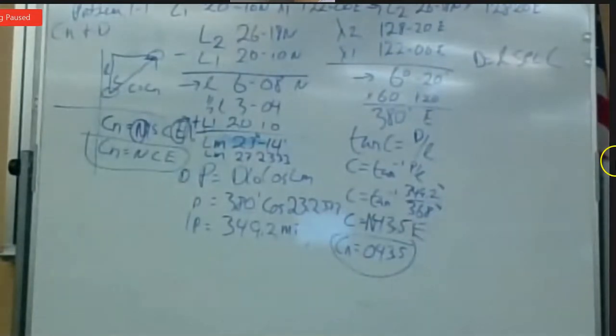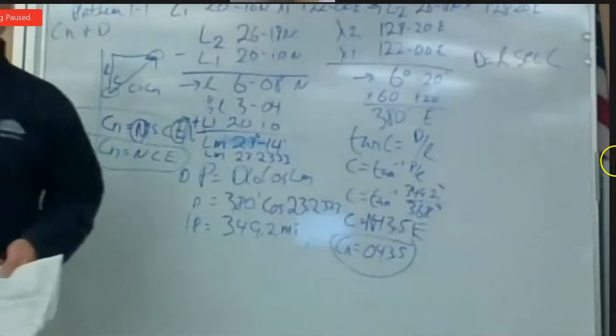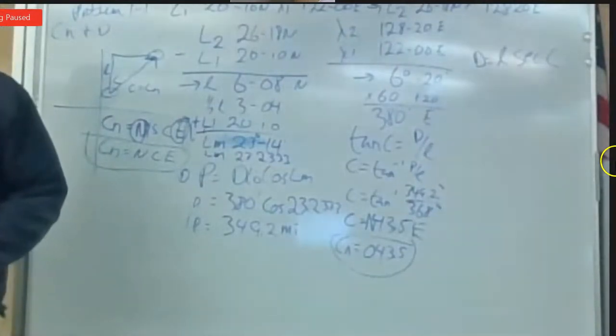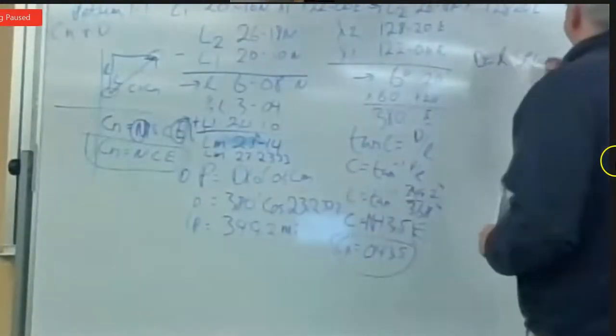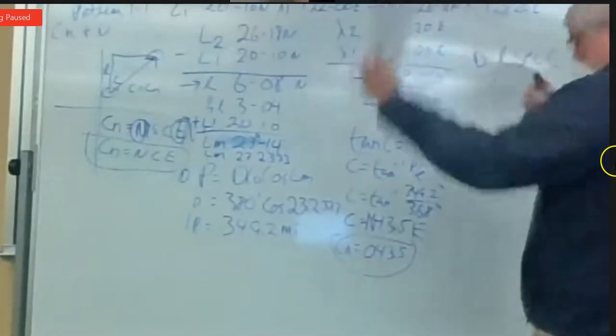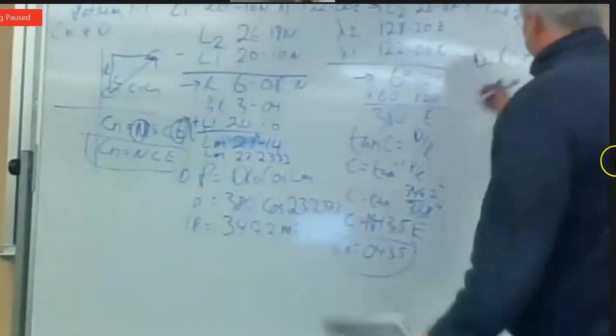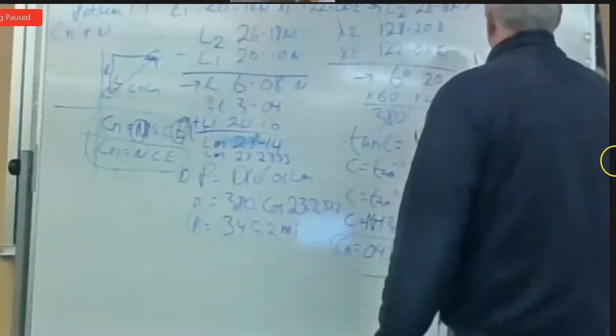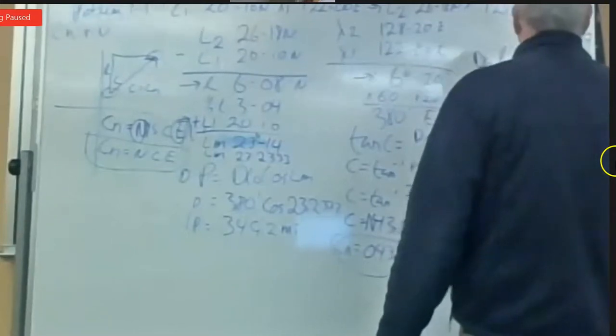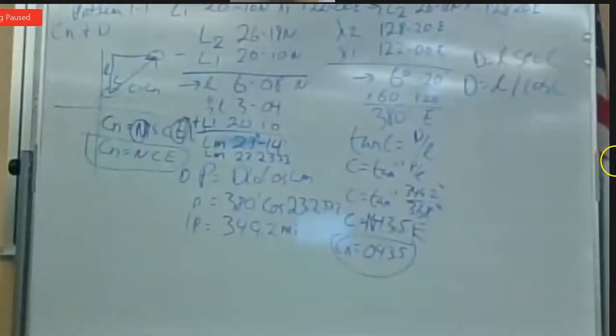Okay? Do you have a secant button on your calculator? So what are you going to do with secant? I don't have a secant button, so what am I going to do? It's going to be divided by cosine. Yes. So this becomes D equals L divided by cosine C.